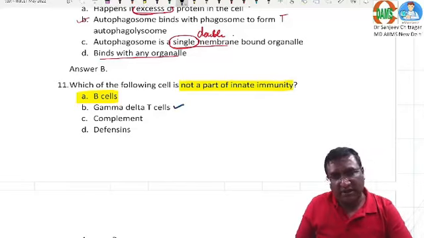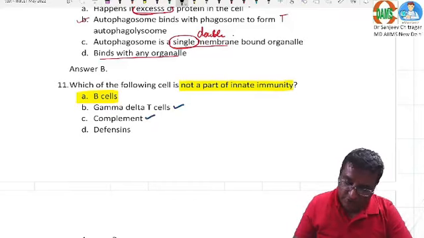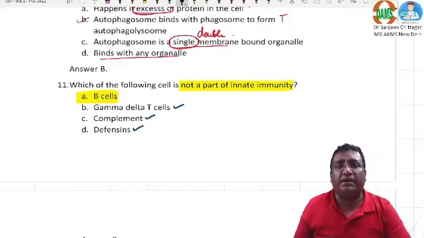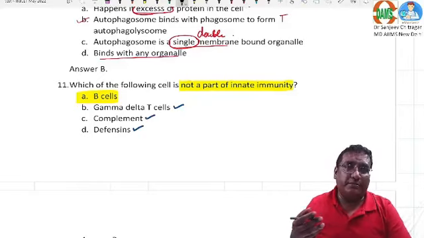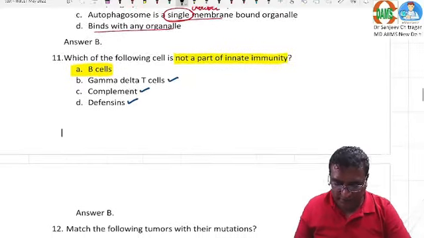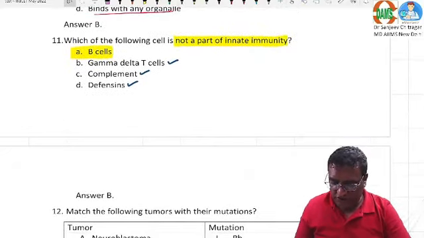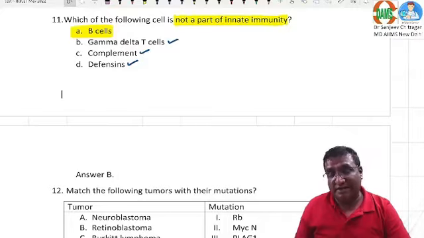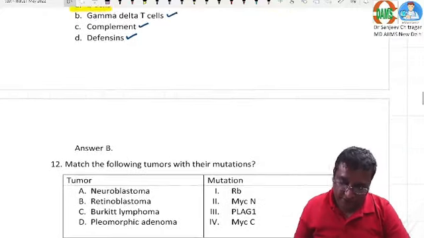Gamma delta T cells are in GIT, part of innate immunity cell. Complement is part of innate immunity, defensins are part of neutrophil, part of innate immunity. Skin epithelial barrier, part of innate immunity. Secretions are also part of innate immunity. Body secretions are part of innate immunity, and enzymes in the body secretions like lysozyme are also part of innate immunity.